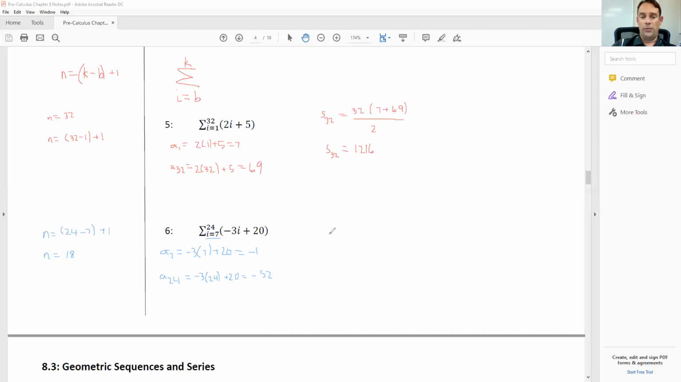Now we can go ahead and figure it out. So the sum of these 18 terms, so there's 18 terms in this sequence that I'm adding up. The first term of the sequence is -1. And the last one is -52. So we're going to add them up and then we'll divide by 2. So the sum of these 18 terms would be -477.